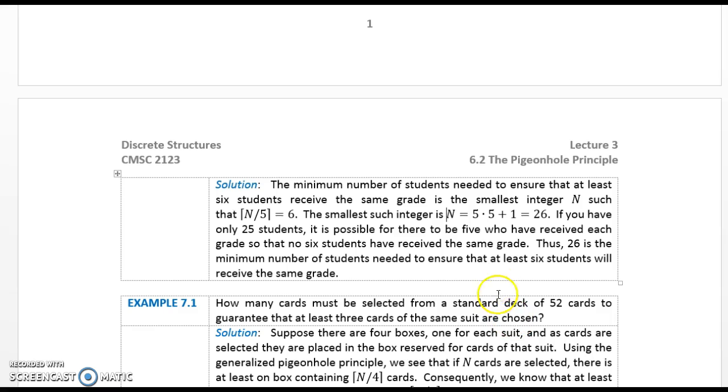The smallest such integer is n equals 5 times 5 plus 1, which is 26. If you have only 25 students, it is possible for there to be 5 who have received each grade, so that no 6 students have received the same grade. Thus, 26 is the minimum number of students needed to ensure that at least 6 students will receive the same grade.